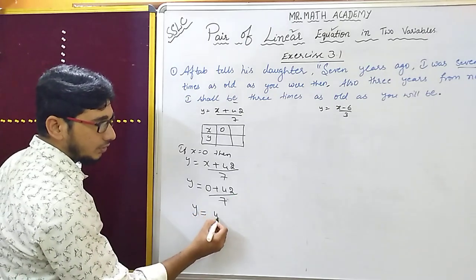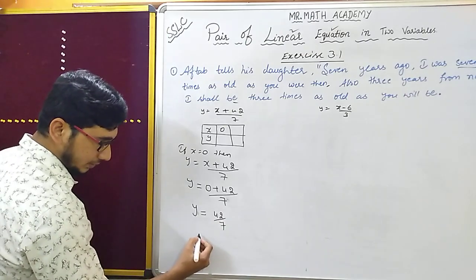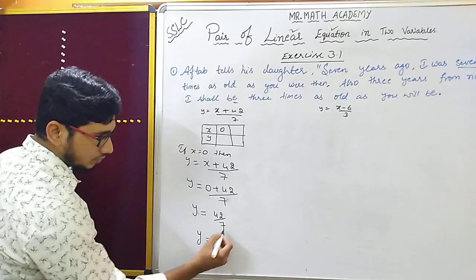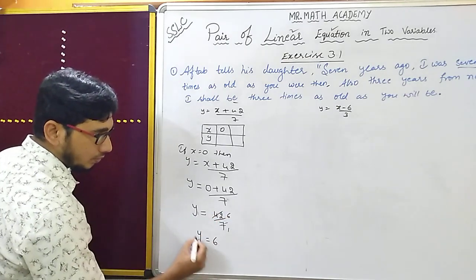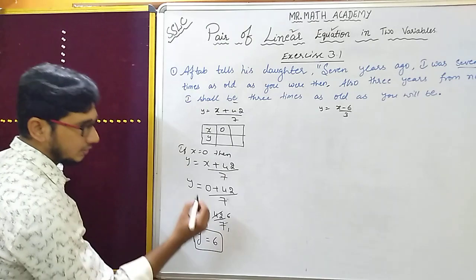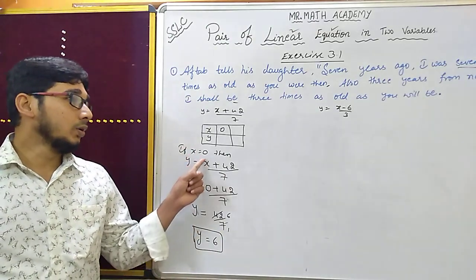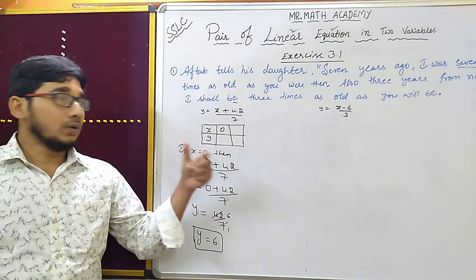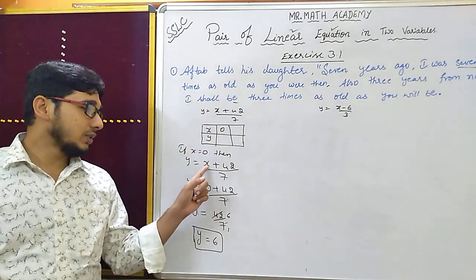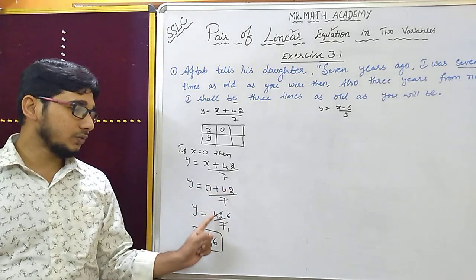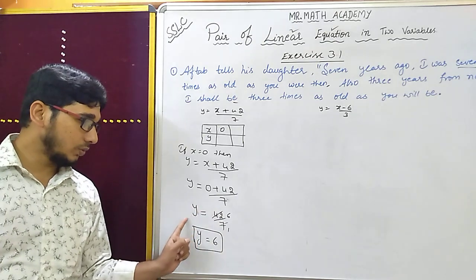0 plus 42 is 42 only. By 7, if you divide, how much will you get? 7 1s are 7, 7 6s are 42. So y is equal to 6. I repeat again. When x is 0, how much will you get for y in this equation? See, x is 0, I am replacing it here. 42 plus 0 is 42 only. 7 1s are 7, 7 6s are 42. So y is equal to 6.